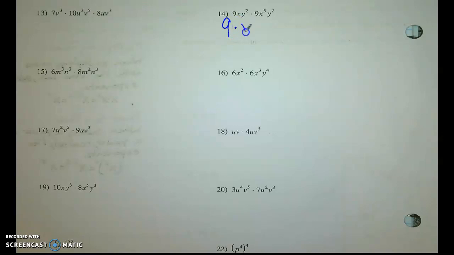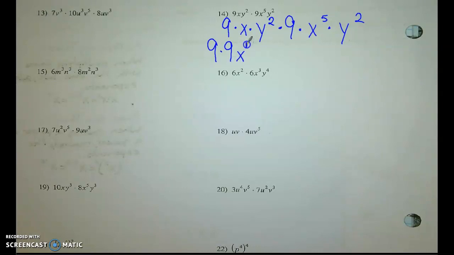So we have 9 times x times y squared times 9 times x to the 5th power times y squared. So 9 times 9, okay? And then x's, I can join those. So I have x to the first plus fifth times y to the second plus second. And when I simplify that, 9 times 9 is 81.